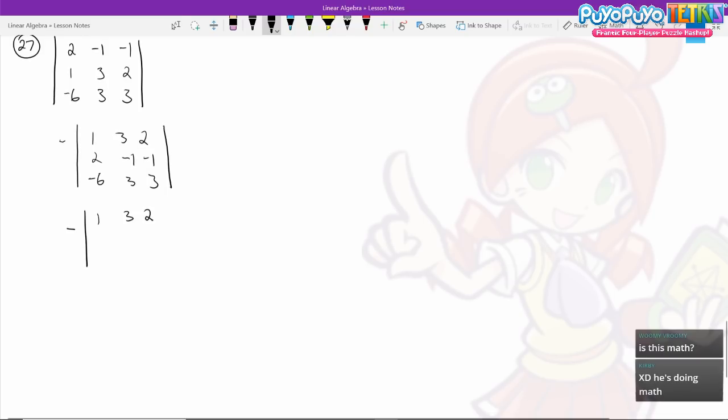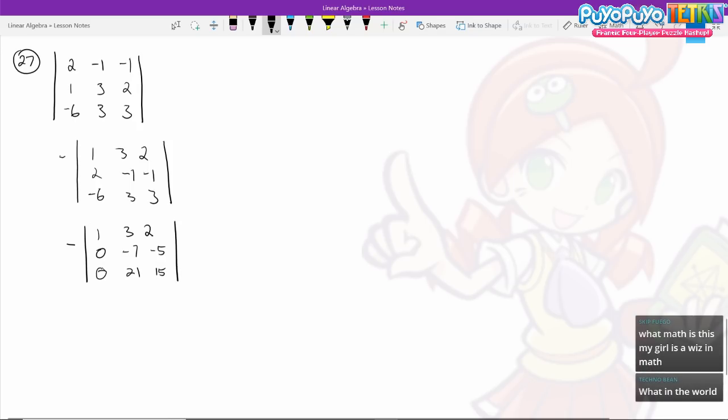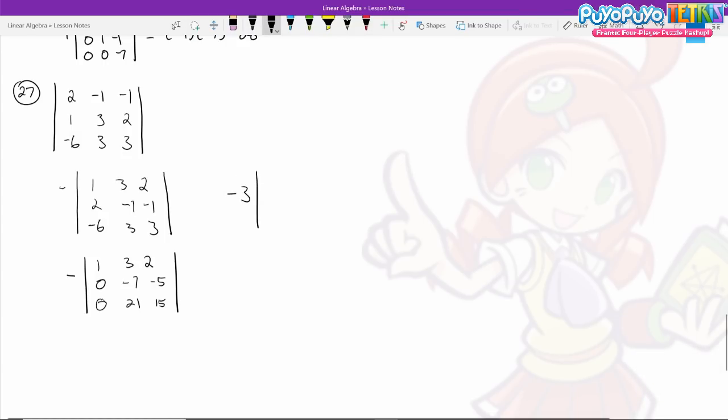So this is 0, negative 7, negative 5. Add 6 times the first row to the third row. 0. 18 plus 3 is 21. 12 plus 3 is 15. Alright. I think I could pull out 3 from the bottom row, so negative 3.